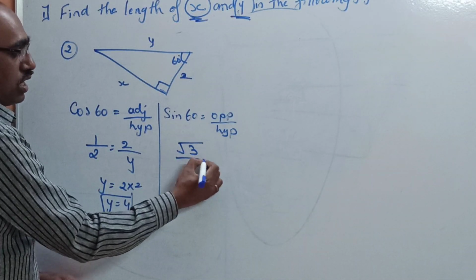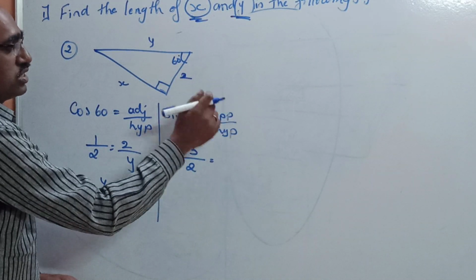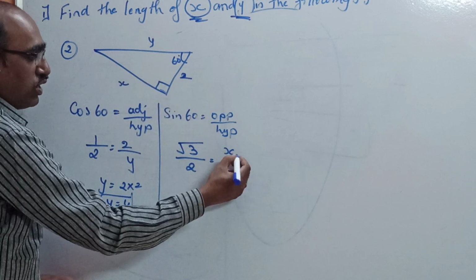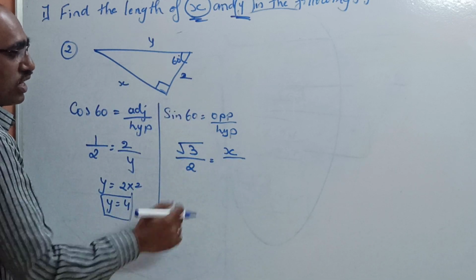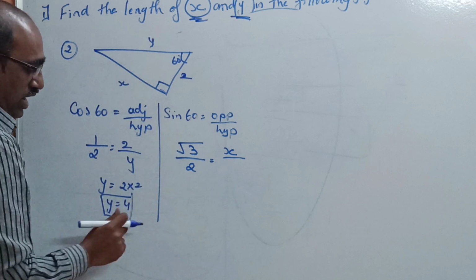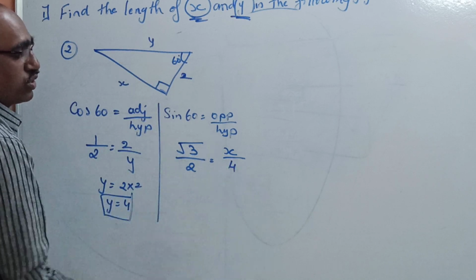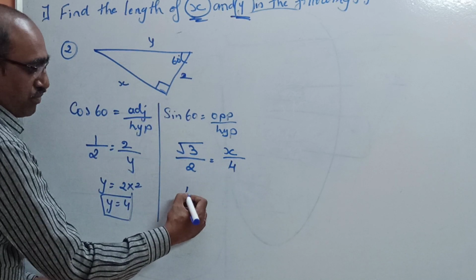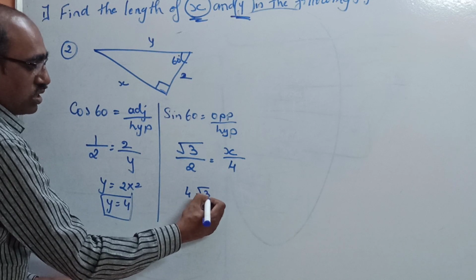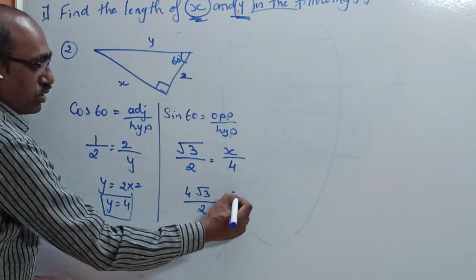So root 3 upon 2 is equals to opposite side is what? X. Do we have the value for x? No, we are going to find the value for x. Hypotenuse is what? Y. Y का value क्या है? 4. So you are going to write over here. Again cross multiplication. So 4 root 3 upon 2 is equals to x.